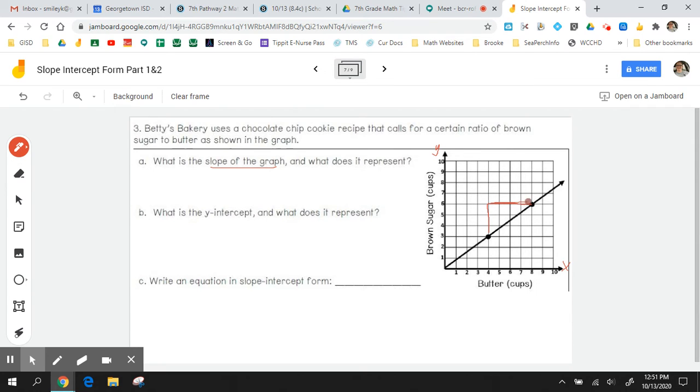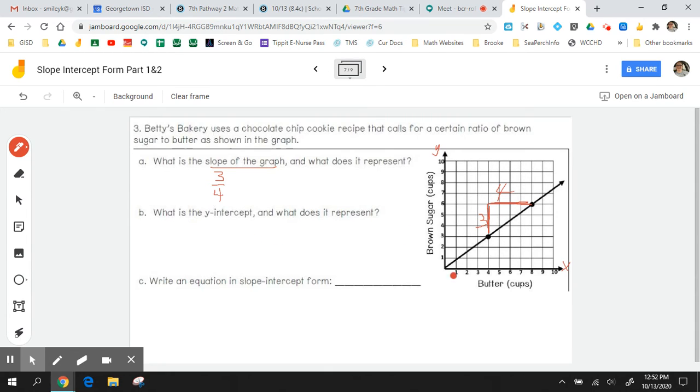What I'm going to do, though, is count the rise and the run. I'm going to, of course, look at my labels, see what they're going by. They go by ones and ones. So I have 1, 2, 3 boxes for my rise. 1, 2, 3, 4 boxes for my run. My slope is, for every brown sugar and butter, going to be a ratio of 3/4. All right. So it's saying I will have 3 cups of brown sugar for every 4 cups of butter.